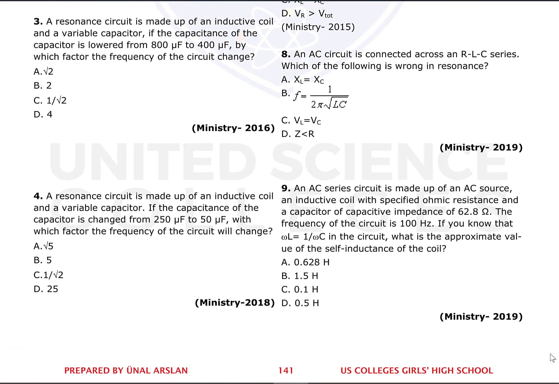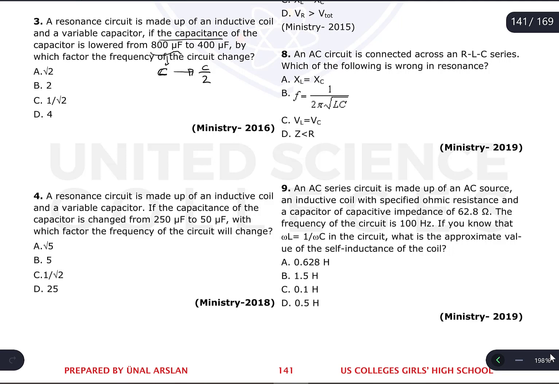Question number 3. A resonance circuit made up of an inductive coil and a variable capacitor. So capacitance can be changed. Variable means that if the capacitance of the capacitor is lowered from 800 microfarad to 400 microfarad, by which factor does the frequency of the circuit change? So as you see, C is decreasing. So I say that initial capacitance is C. So from 800 to 400, C changes to C over 2.